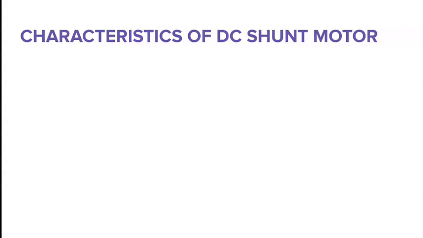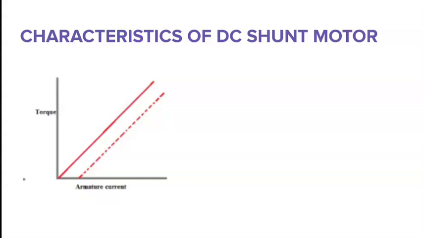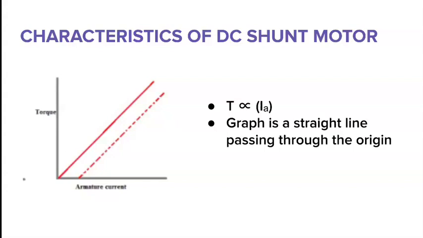Next, we go to the characteristics of DC shunt motor. The first characteristic is torque versus armature current. Note the solid line. The solid line is derived from the equation, or the graph has been drawn from the equation torque is proportional to armature current. This graph is a straight line passing through the origin. What does that mean? It means the starting torque is not high in case of DC shunt motor.